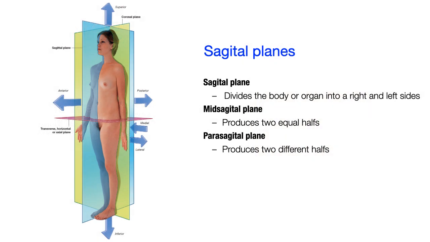A sagittal plane is like cutting the body into two sides, right and left. Here it is represented by the blue plane. If the cut is exactly through the midline of the body, we say it is a mid-sagittal plane. When the cut is displaced more to one side or the other, we call it a parasagittal plane.